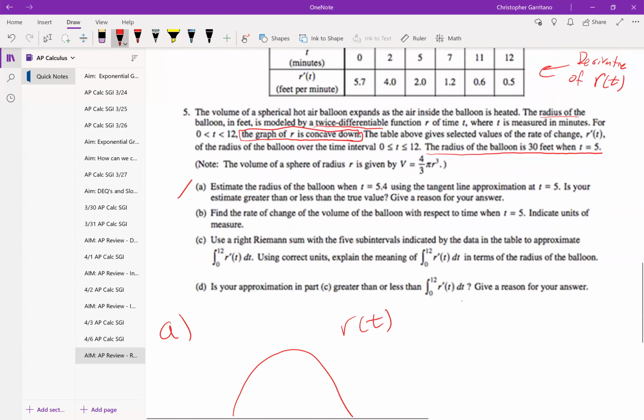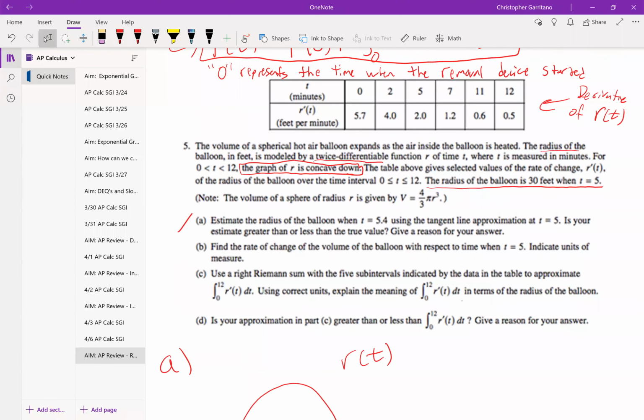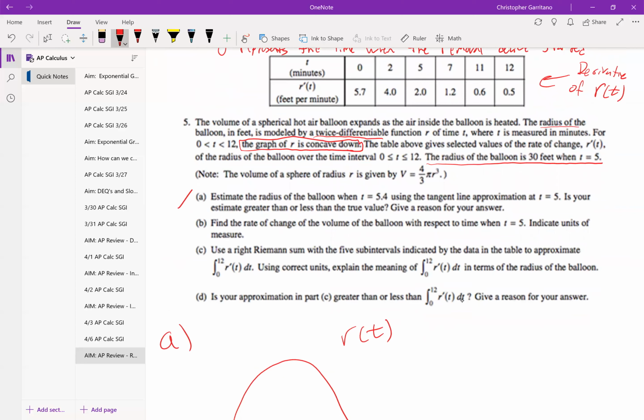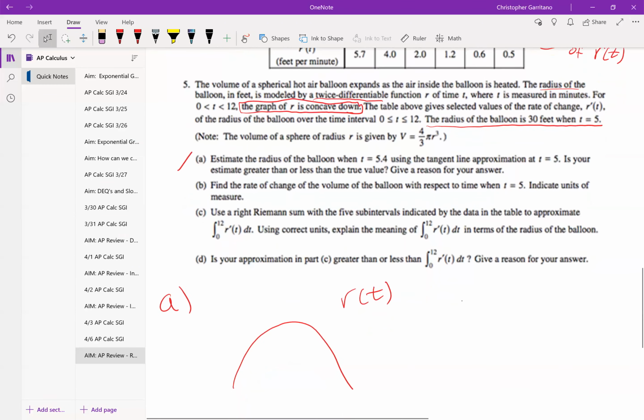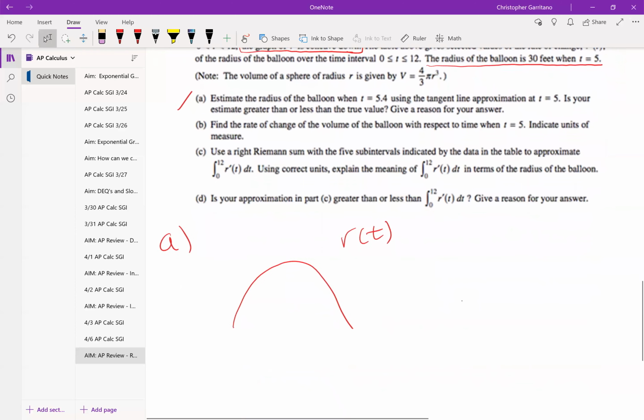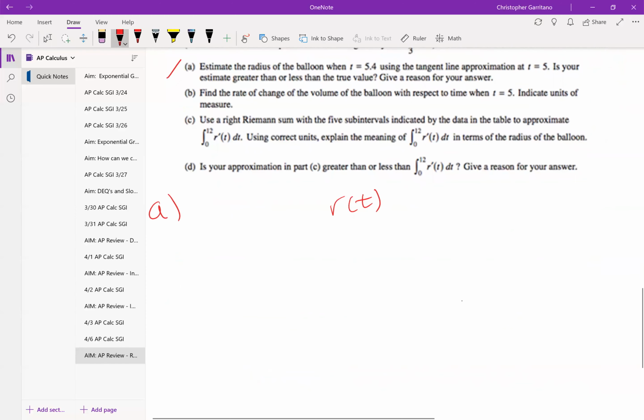All right, well, looking at the time period in the table between 0 and 12, notice that the derivative of R goes from 5.7 to 4 to 2 to 1.2 to 0.6 to 0.5. So basically, the derivative starts pretty positive, and then it approaches 0, right? So if I want to get a better sense for what R of t looks like on this interval, I know there are no negative derivatives in this time frame. And so there's actually not going to be the negative half of the curve.